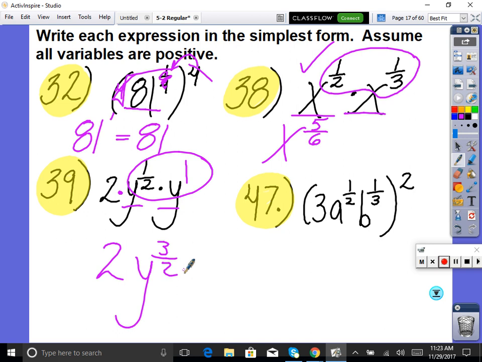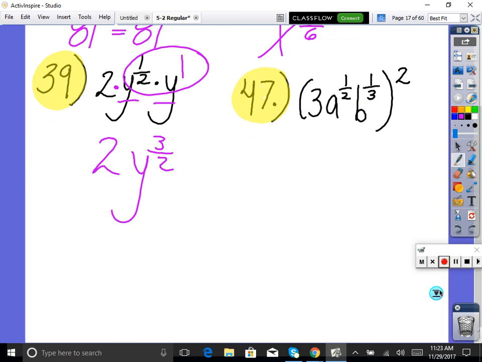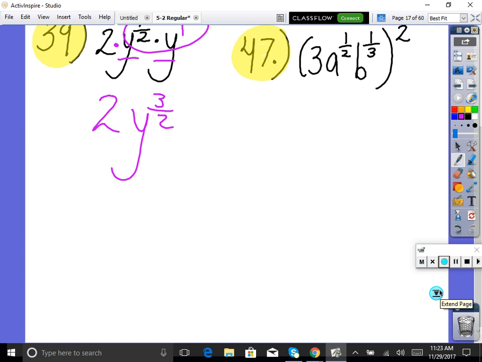Okay, 47. These are basic properties of exponents. So we are looking at this. Isn't all this stuff raised to the 2nd power? Even 3? 3 squared is 9. We would make sure to not do 3 times 2, because that's not how it works. It's 9. Raise the power to a power and you multiply. A half times 2 is 1. 1/3 times 2.